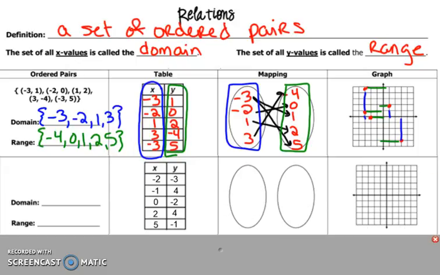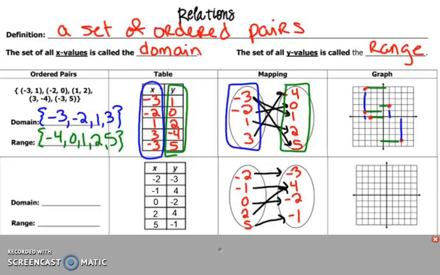If we look at our second example, this time we're given a table. Well, we still want to be able to turn it into all the other sets. So first, from my table, I'm going to go to my mapping. I have -2, -1, 0, 2, 5. For my y values, I have -3, 4, -2. Oh, I have 4 again, so I don't have to write it. And -1. So now, if we match them up, -2 goes to -3, -1 goes to 4, 0 goes to -2, 2 goes up to 4, and 5 goes to -1.